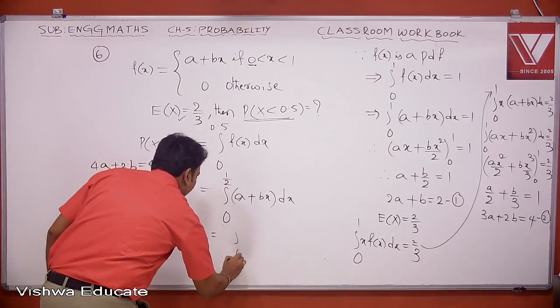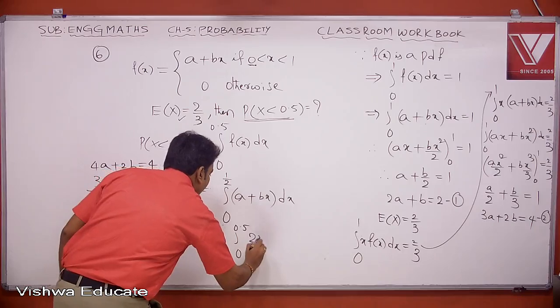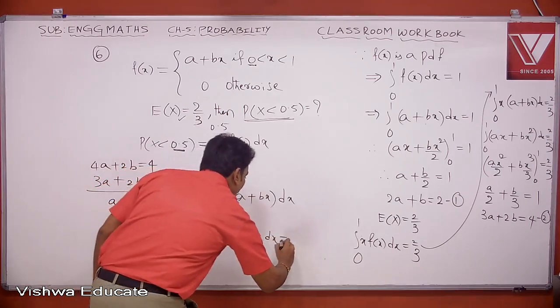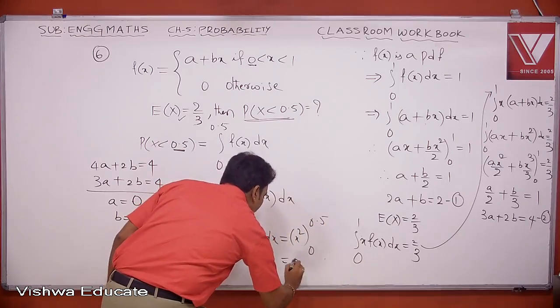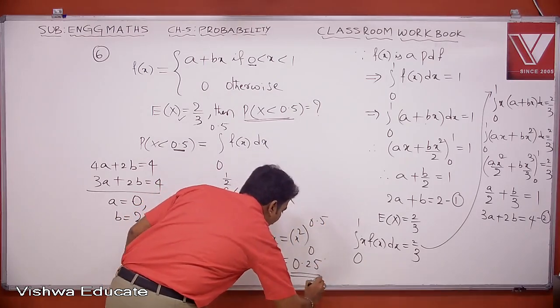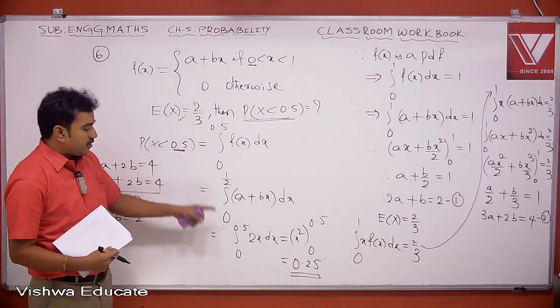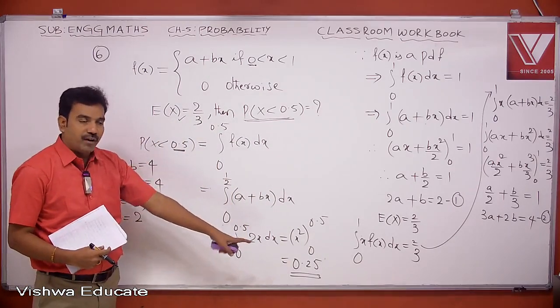Therefore, this becomes integral 0 to 0.5, 2x dx. So this is x square from 0 to 0.5. So 0.5 whole square, this is 0.25. Therefore, the value of P of x less than 0.5 is 0.25.